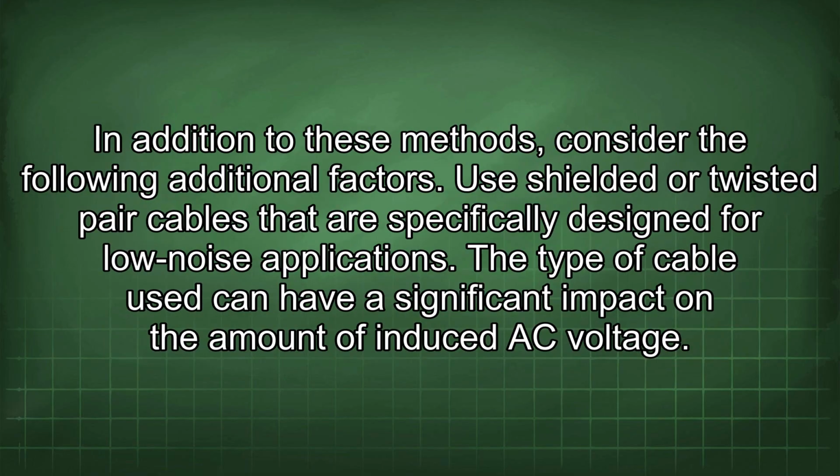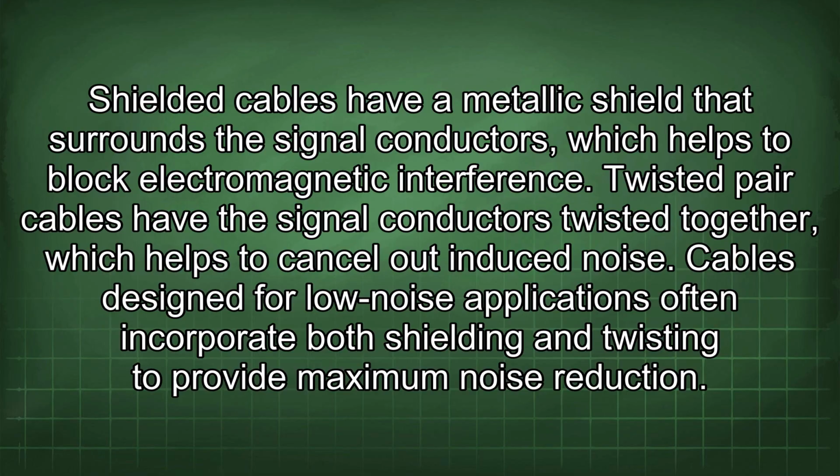In addition to these methods, consider the following additional factors. Use shielded or twisted pair cables that are specifically designed for low noise applications. The type of cable used can have a significant impact on the amount of induced AC voltage. Shielded cables have a metallic shield that surrounds the signal conductors, which helps to block electromagnetic interference. Twisted pair cables have the signal conductors twisted together, which helps to cancel out induced noise. Cables designed for low noise applications often incorporate both shielding and twisting to provide maximum noise reduction.